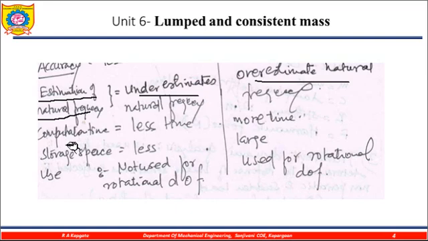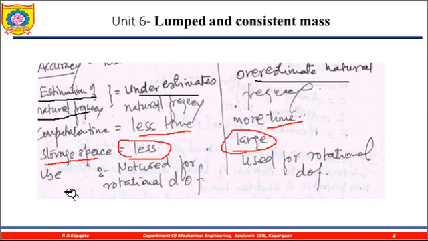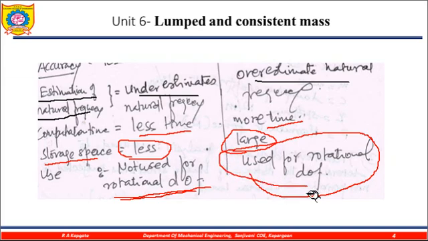Now, computation time. Less time is required for the lumped mass, while more time is required for the consistent mass. Hence, the storage space required for the lumped mass is less, while for the consistent mass it is more. The lumped mass is generally not used for rotational DOF, but the consistent mass matrix is used for the rotational DOF. So I hope you understand these differences between the lumped mass matrix and the consistent mass matrix.